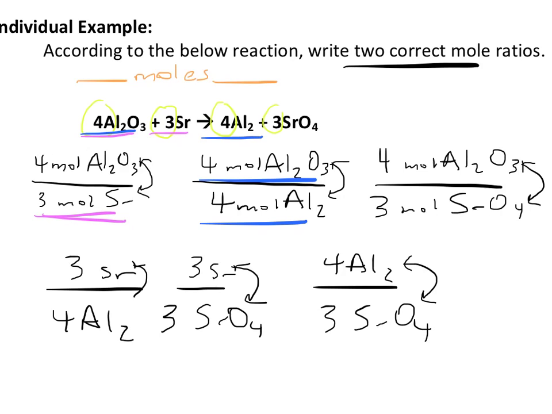We can also look at the ratio here in terms of the entire reaction. So you could probably predict that if we were to actually react 8 moles of Al2O3, we would produce 8 moles of Al2, since they have that 1-to-1 ratio. And if we double the moles of Al2O3 reacting, we'll also double the moles of Al2 being produced.